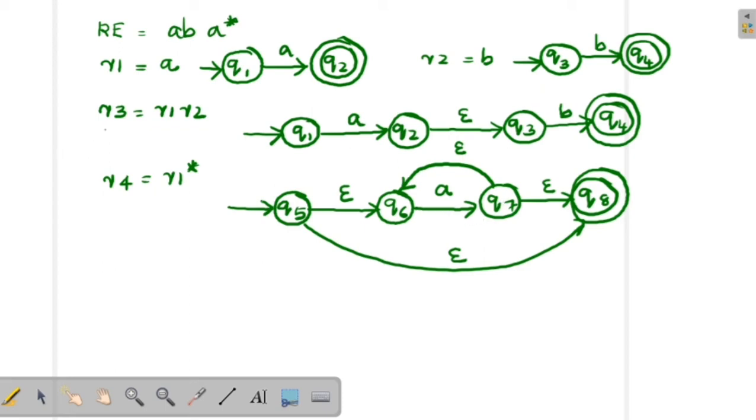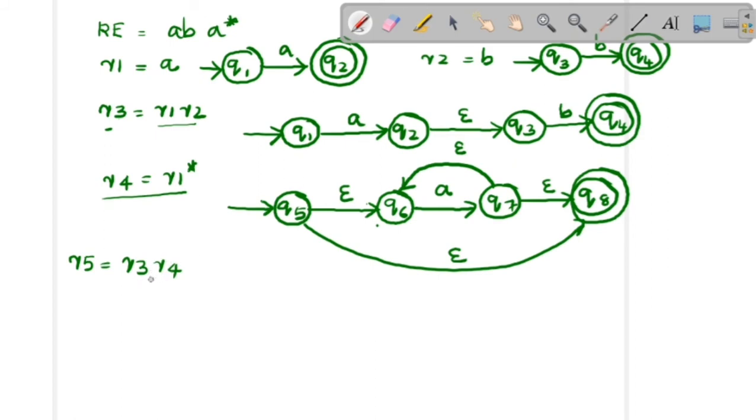So here we have R3 is equal to R1 R2 and R4 is equal to R1 star, and these are the equivalent epsilon NFAs. So next we have to combine these two, that is R5 is equal to R3 R4, concatenation of R3 and R4.